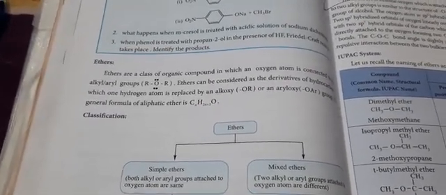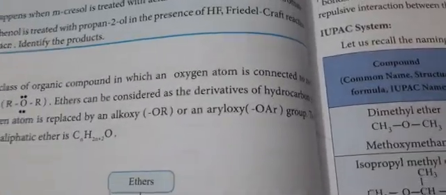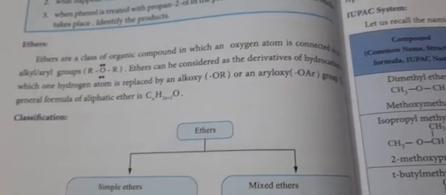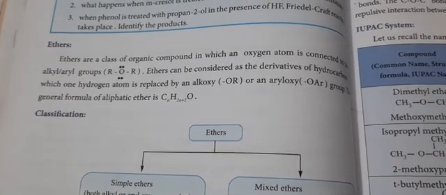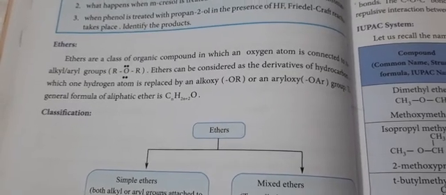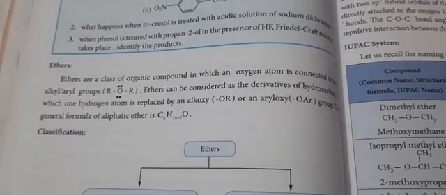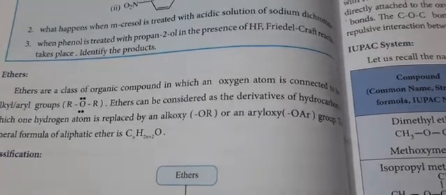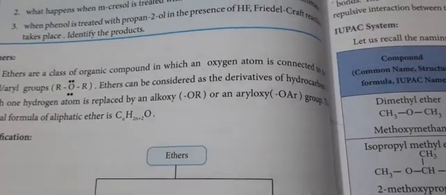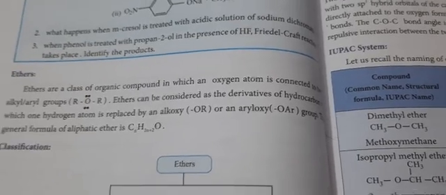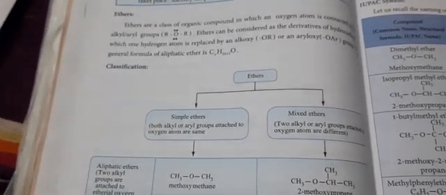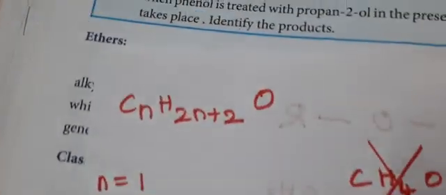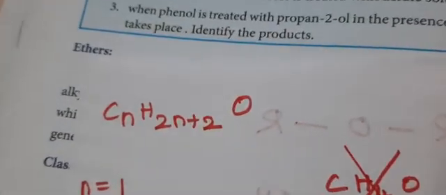What is meant by aryl oxy? Oxy means oxygen. Aryl means aromatic. Aromatic means benzene. The formula of benzene, you already know, is C6H6. So here OR means OC6H5 group. And third point, the general formula of aliphatic ether is CnH2n+2O. This is the general formula of ether.